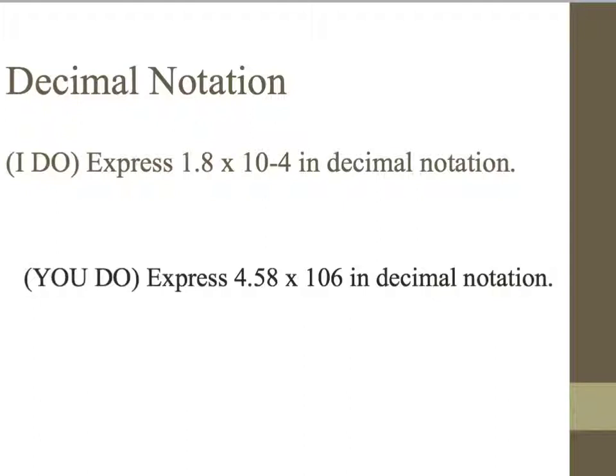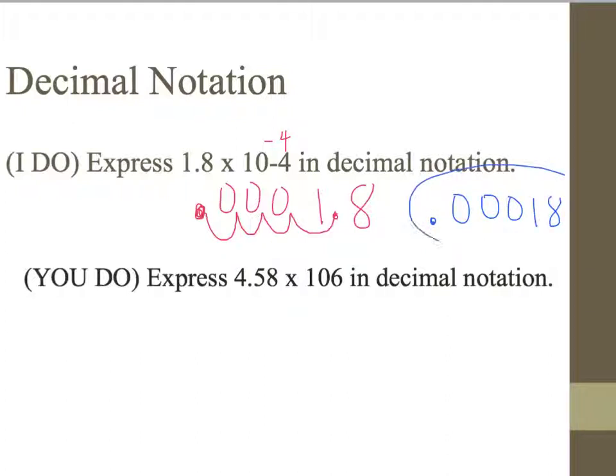If I want to go the opposite way and write this in decimal notation, here I have 1.8 times 10 to the negative 4. Negative 4 means going to the left 4 spaces. So 1, 2, 3, 4. My decimal is now here, and I fill in the rest with 0. So my new answer in decimal notation is 0.00018. It means the same exact thing as it does up here in scientific notation.